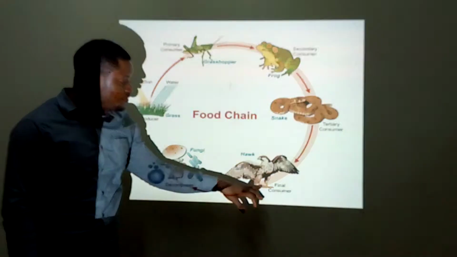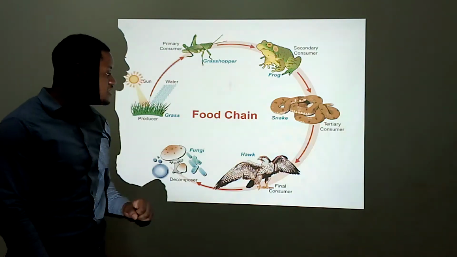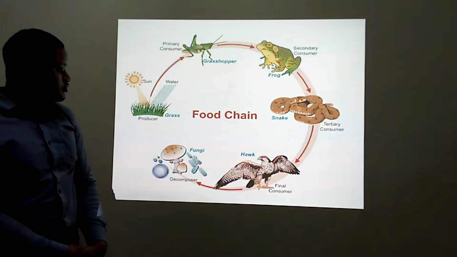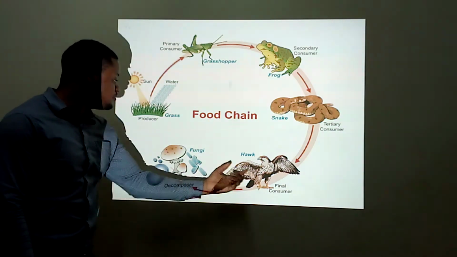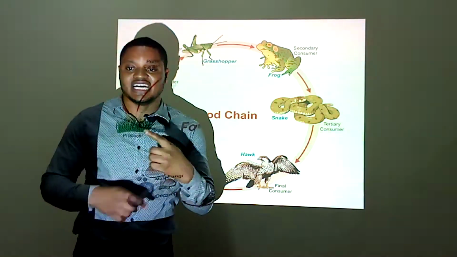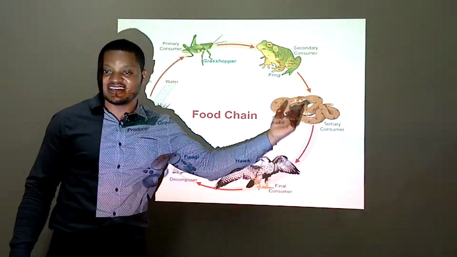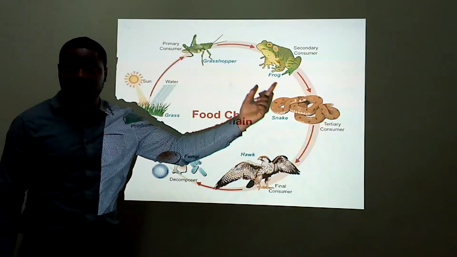Now we have the final consumer, which is hawk. Hawk can feed on snake and can also feed on frog. Now we have fungi. Hawk can feed from fungi as well. So these are examples of food chains from this diagram.